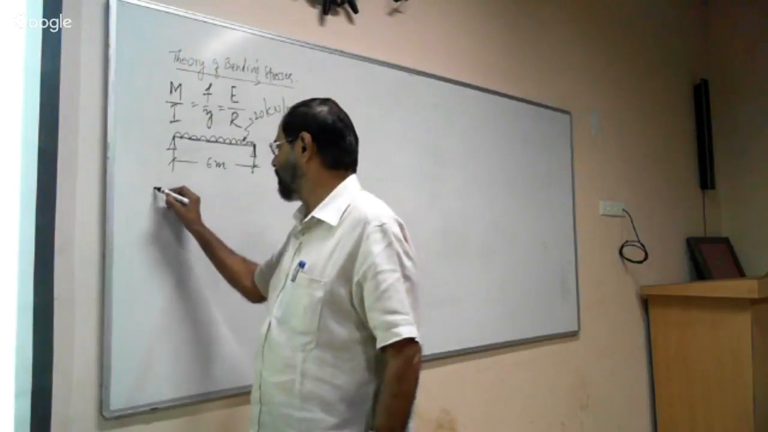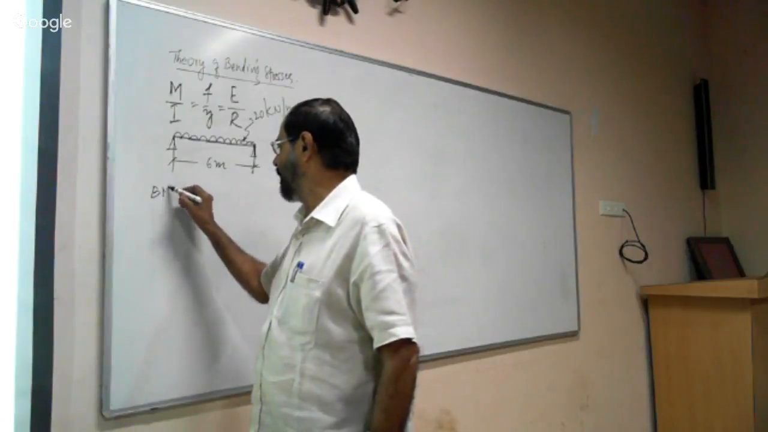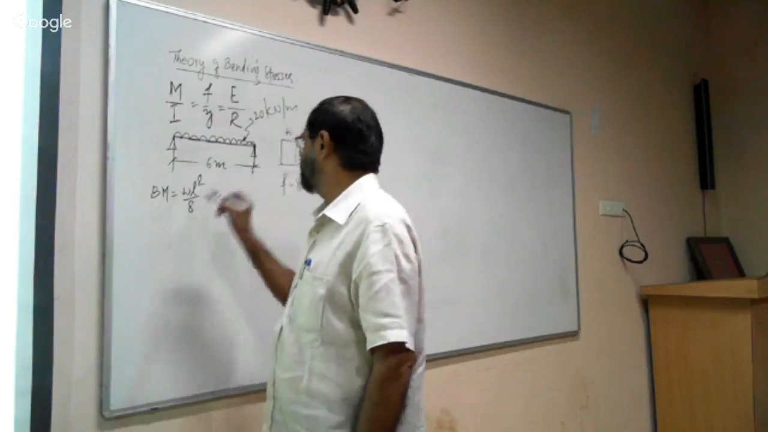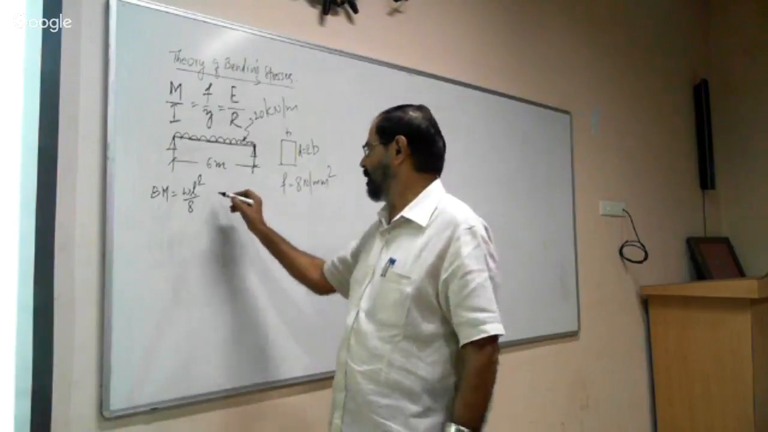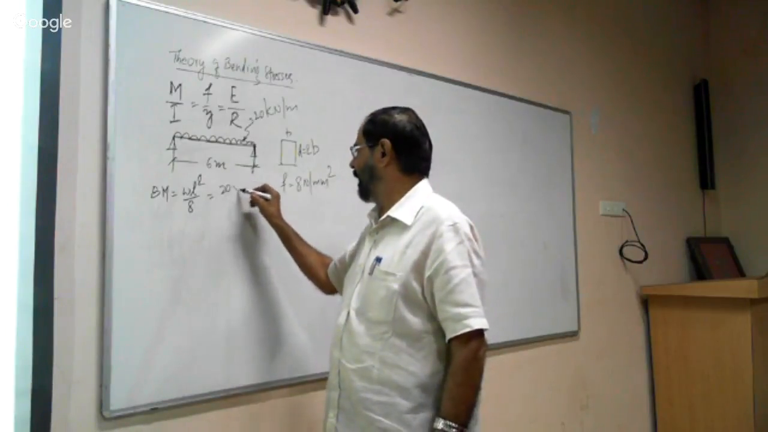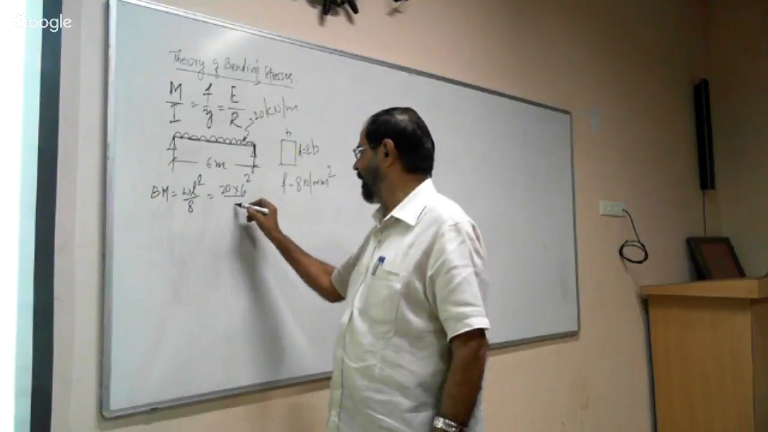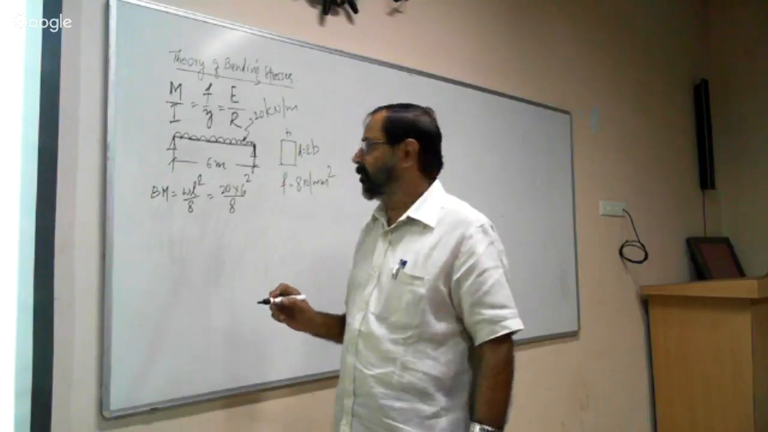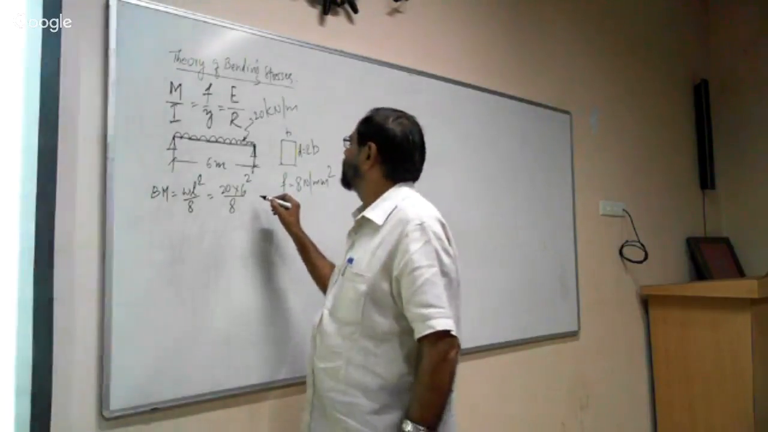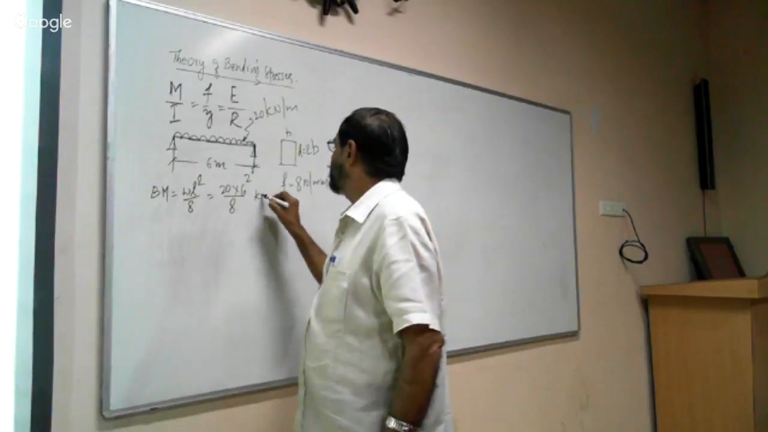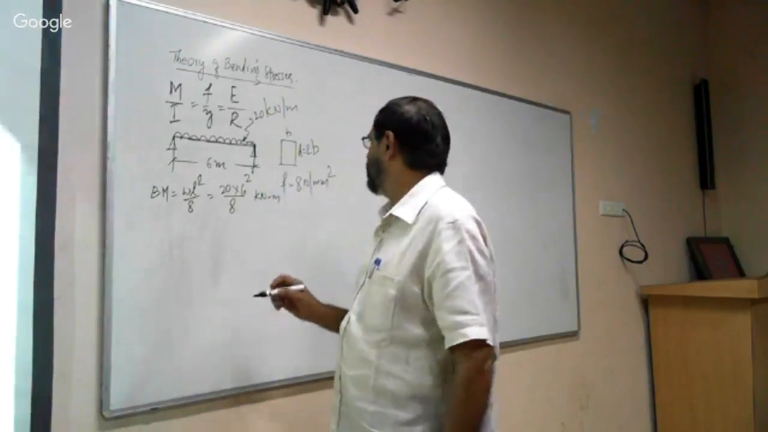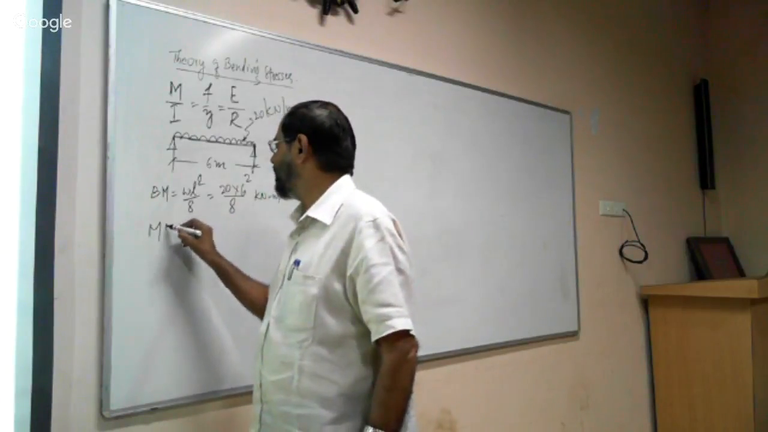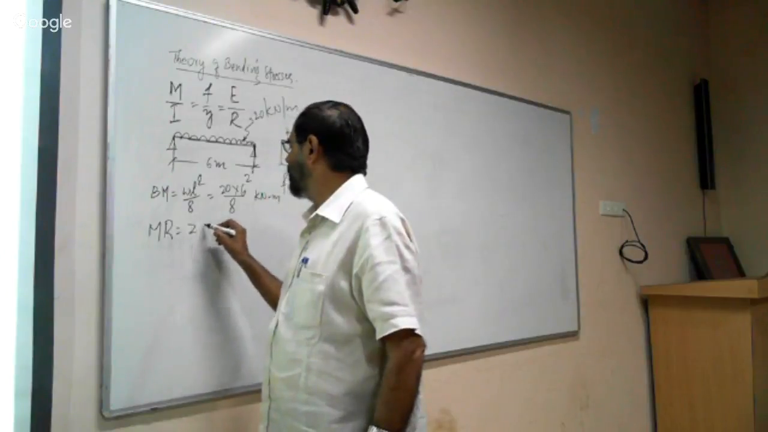Now first let us calculate the bending moment. Bending moment is equal to W L square by 8. So W is 20 into 6 square divided by 8. So this is the bending moment, in kilonewton meter. And we know that the moment of resistance is equal to Z into f.